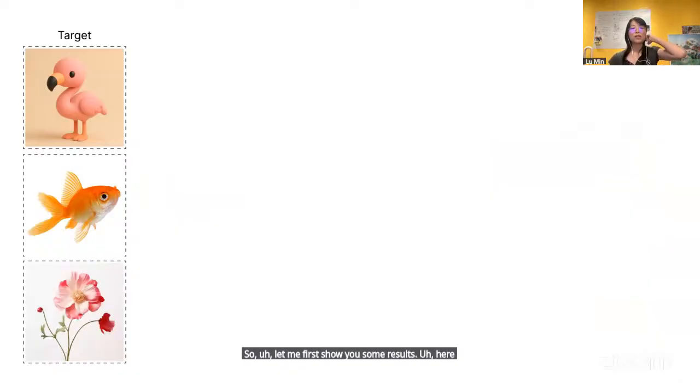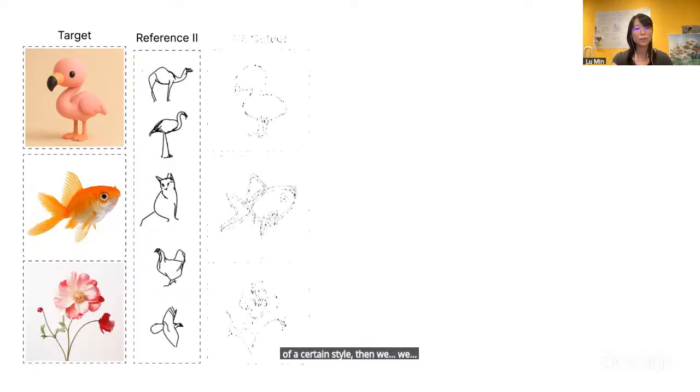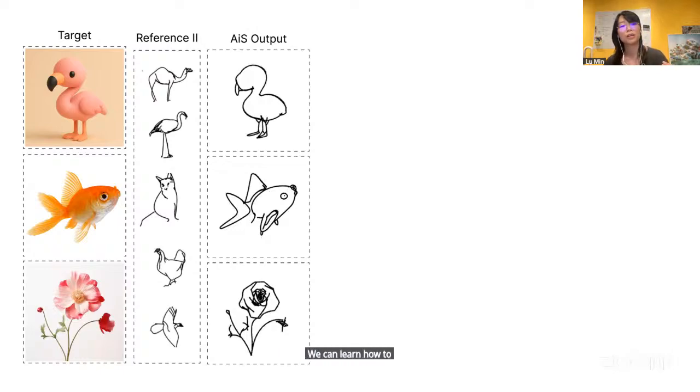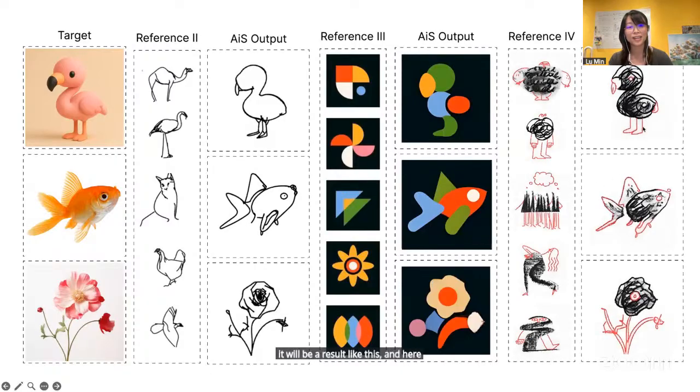Here we have 3 different target images. And our method can take 5 examples of a certain style. Then we can learn how to generalize this style to different targets, like the 3 shown here. And we change it into another style, and the result looks like this, and here is like this.